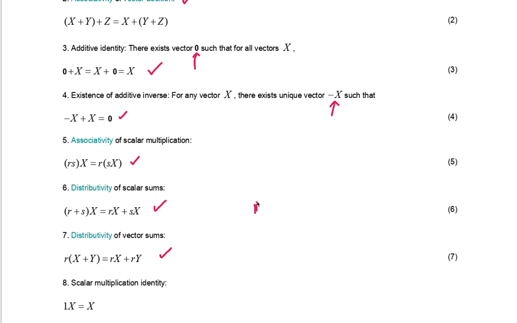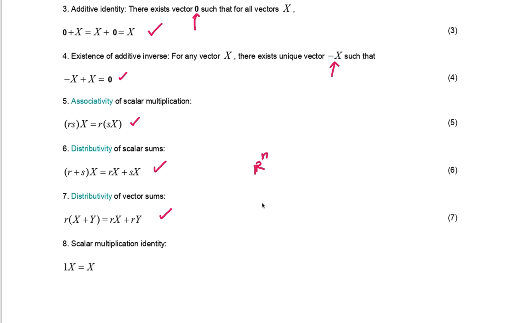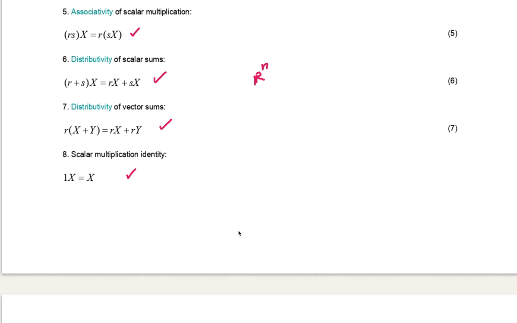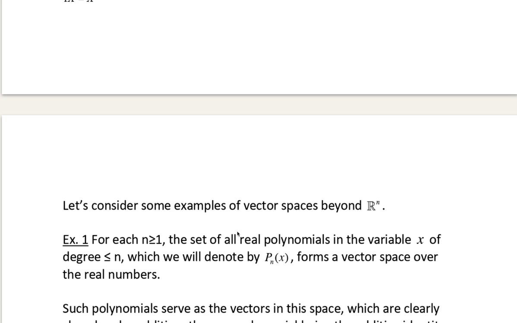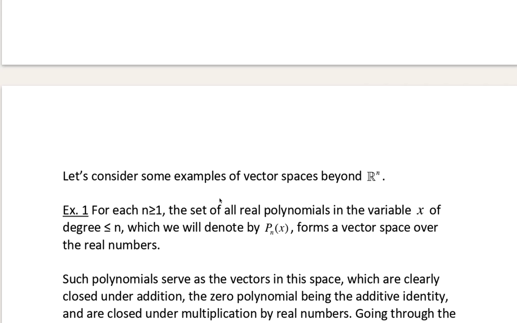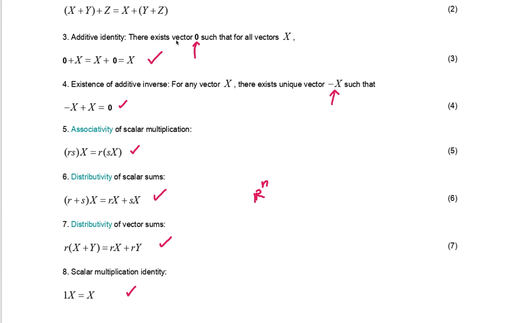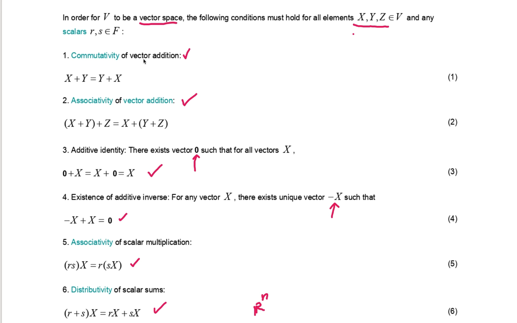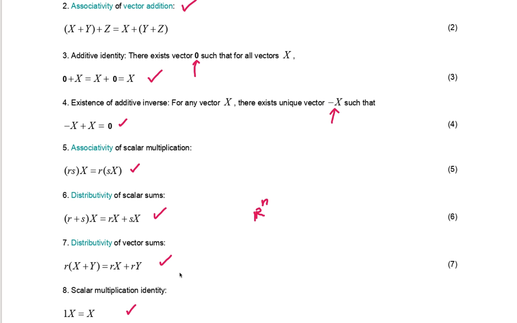Hopefully you're going through your mind, as you think about these, how Rn satisfies all of these. It does, doesn't it? For any n. Lastly, the scalar multiplication identity. If I multiply any vector by 1, the multiplicative identity, I should get that same vector back. So Rn satisfies all those things. But it's not the only example that you could come up with of a vector space. A vector space is anything that satisfies these conditions. You've got a set of vectors, again over the reals, and the vectors have to satisfy these conditions here.